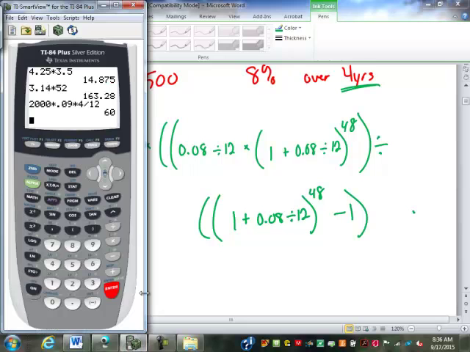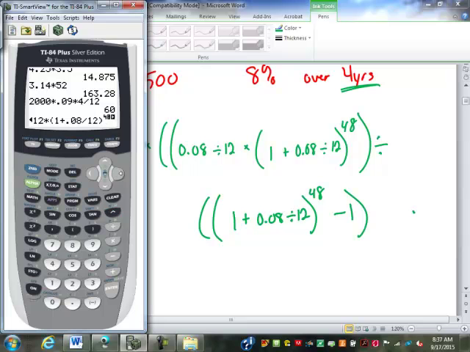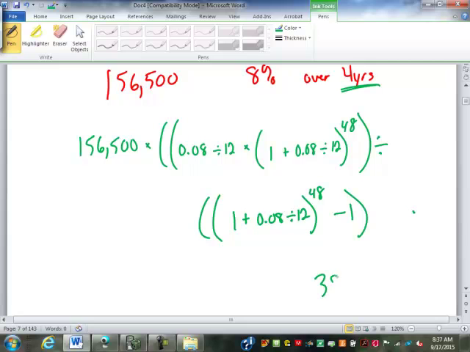So let's see what we get out of this. 156.5 times 0.08 divided by 12 times parentheses 1 plus 0.08 divided by 12, close parentheses, to the power of 48, close parentheses, divided by open parentheses, 1 plus 0.08 divided by 12, close parentheses, power of 48, minus 1, and close the parentheses, giving us $3,820.62. That should be his monthly payment.